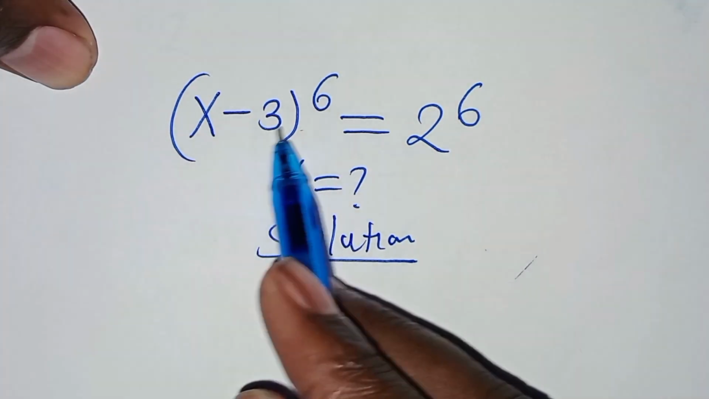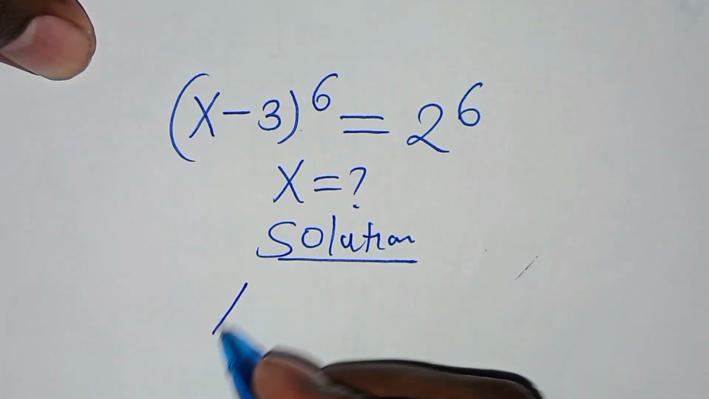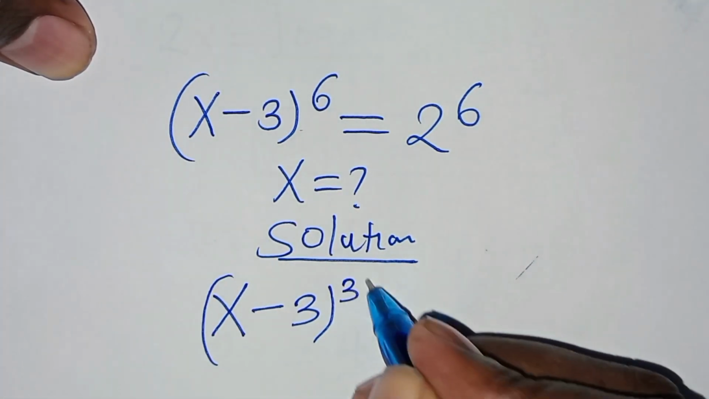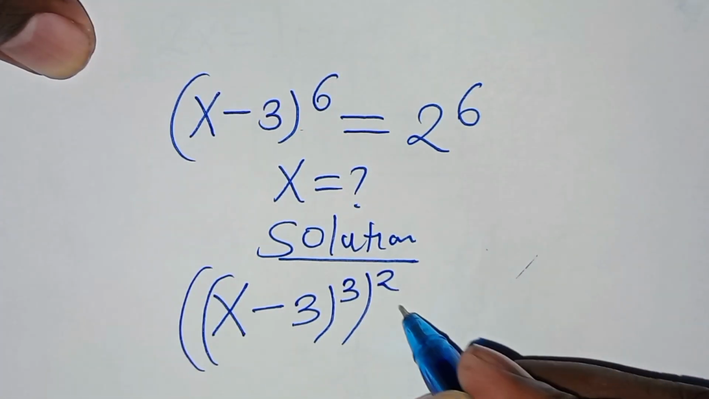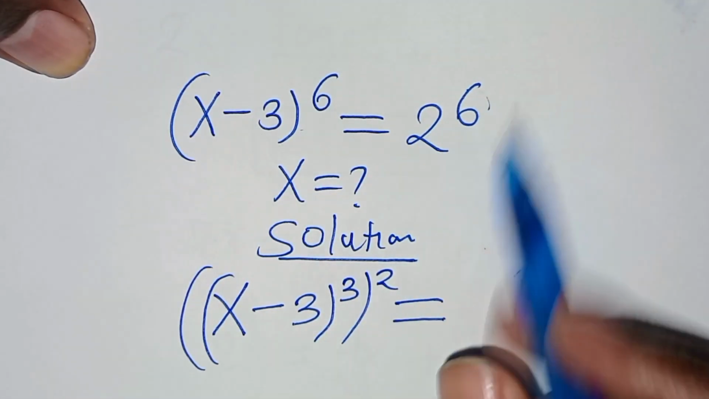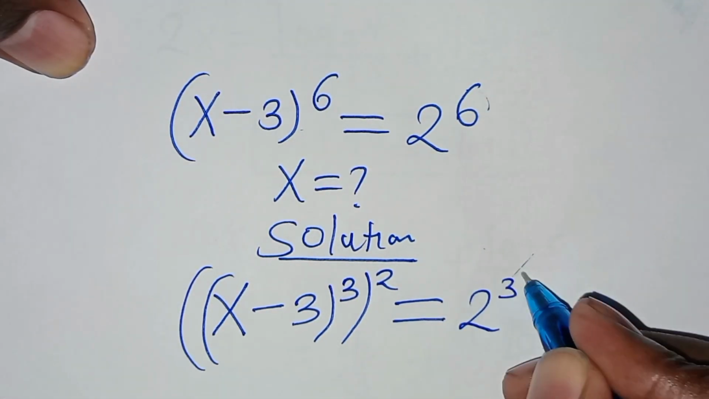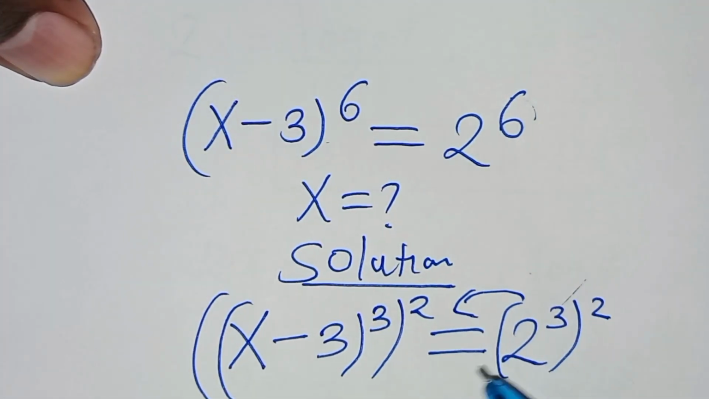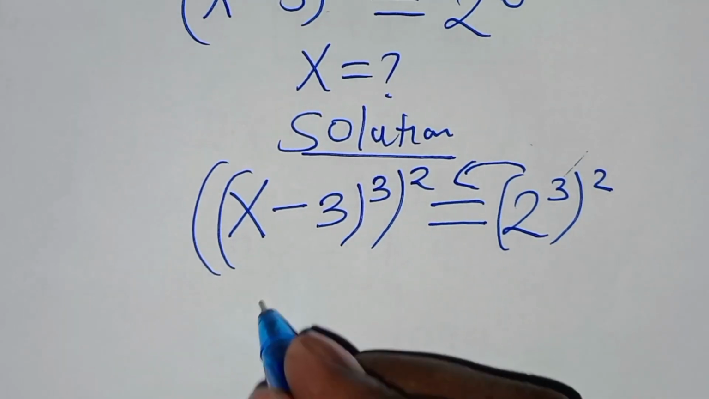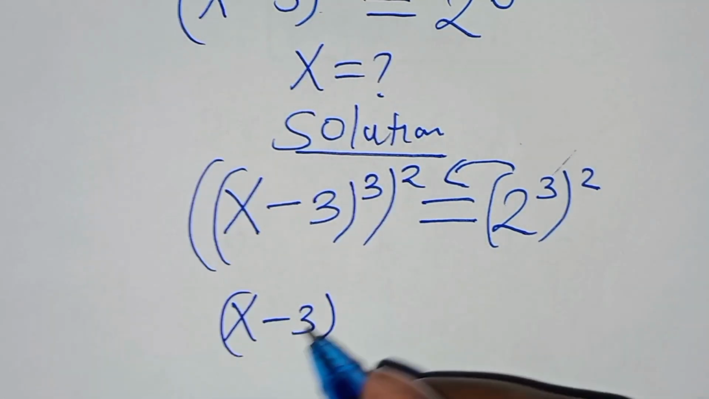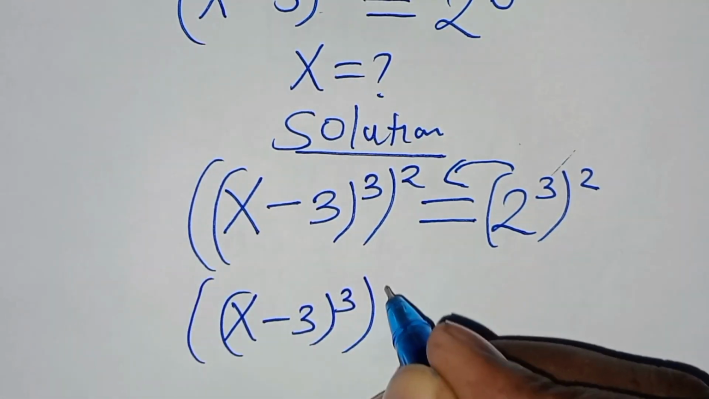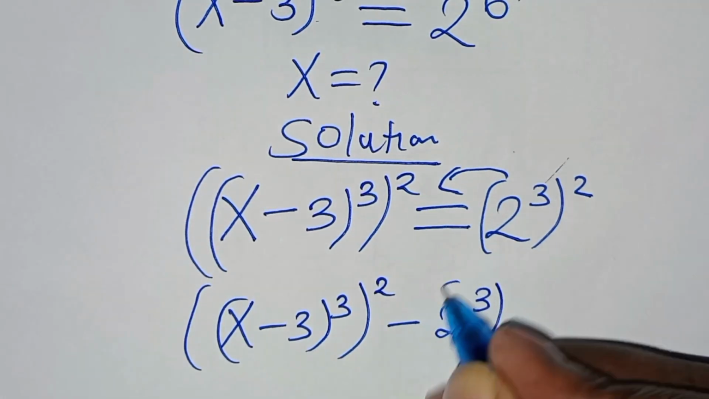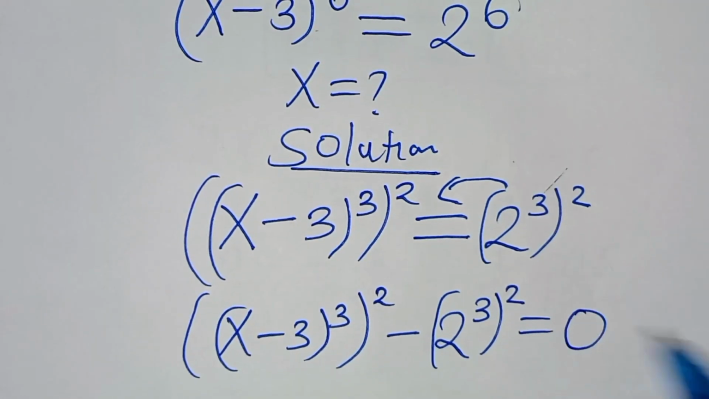we can express (x - 3)^6 as ((x - 3)^3) squared. This is equal to, we can express 2^6 as (2^3) squared. So let's take (2^3) squared on the left hand side, so that here we have ((x - 3)^3) squared, subtract (2^3) squared, equal to 0.